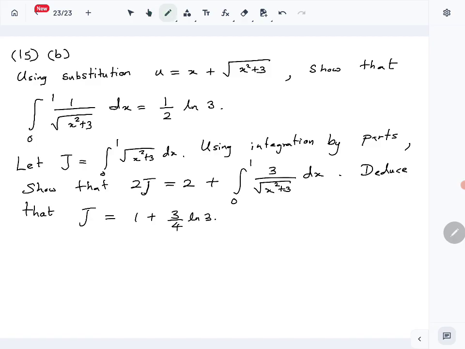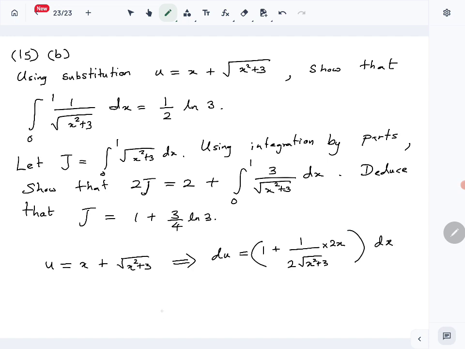So let's use the substitution they suggested. u is equal to x plus the square root of x squared plus 3. Then du is equal to what? 1 plus 1 over 2 square root x squared plus 3 times 2x, and dx. So let's simplify this.